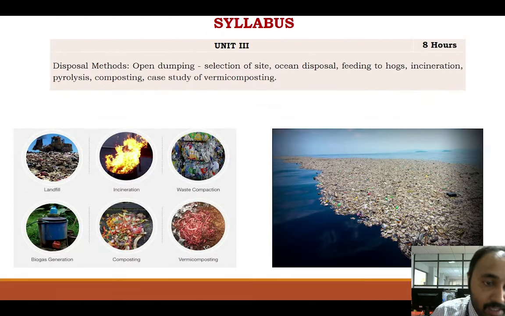In unit 3, we are talking about different disposal methods, like the landfill method, incineration, and waste composition. Then we talk about biogas generation using organic matter, where we generate a recoverable gas, then composting, and vermicomposting. Vermicomposting is quite familiar. We can go for case studies of the sugar industry, where vermicomposting is the best technique for disposing of the solid waste generated in the sugar industry.